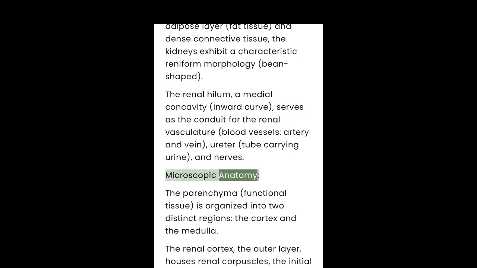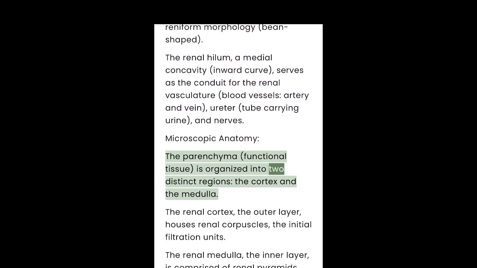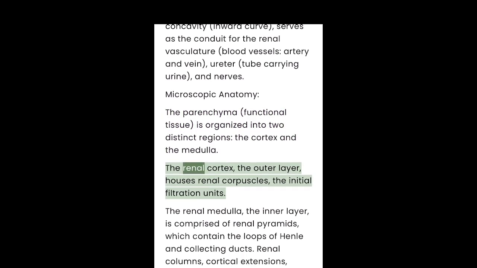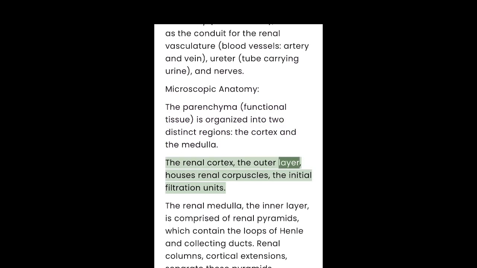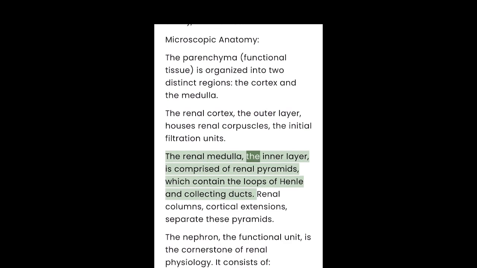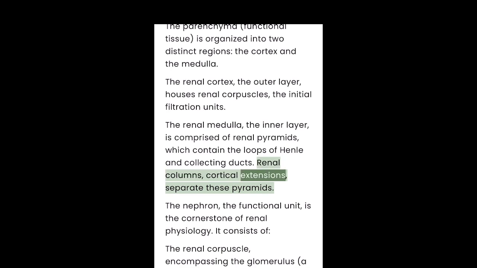Microscopic anatomy. The parenchyma is organized into two distinct regions, the cortex and the medulla. The renal cortex, the outer layer, houses renal corpuscles, the initial filtration units. The renal medulla, the inner layer, is comprised of renal pyramids, which contain the loops of Henle and collecting ducts. Renal columns, cortical extensions, separate these pyramids.